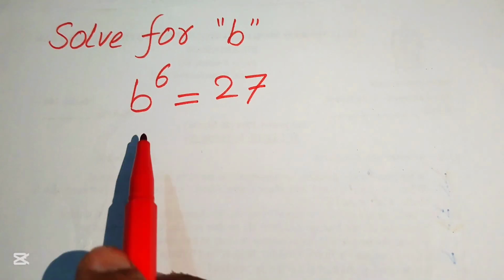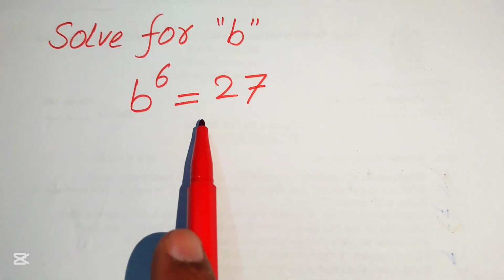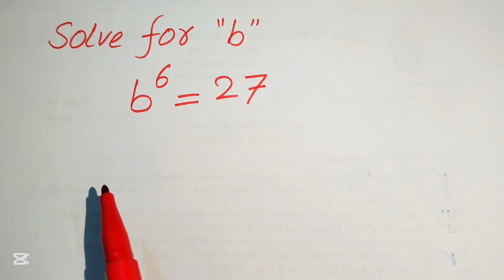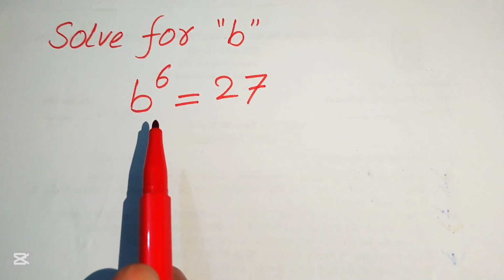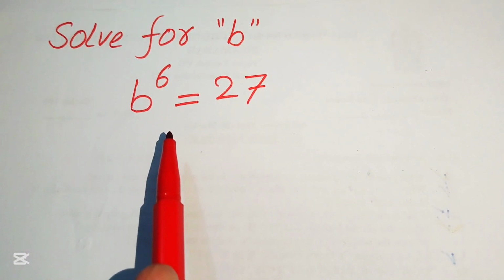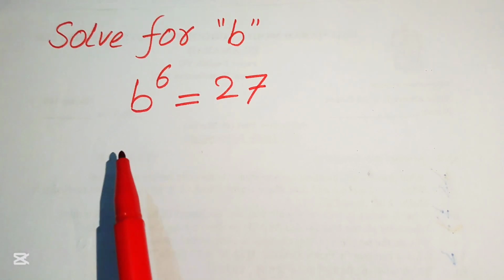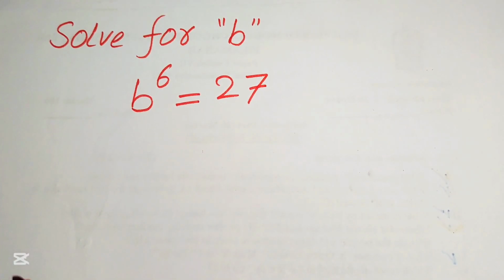So here we have b to the power of 6 equals 27, and we solve this problem for the values of b. Here you see that this is an equation of order 6. It means that this equation has 6 roots. So now our target is to find the 6 roots of this equation.